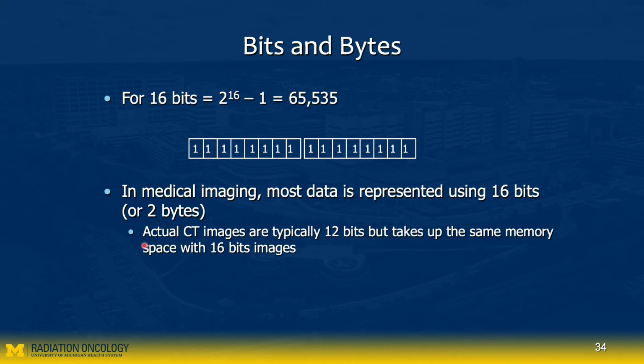Okay, so an actual CT image itself typically has 12-bit depth. I'm going to explain what depth is later. But it also takes up the same memory space as a 16-bit image. So 1 pixel of CT you can count as requiring 16 bits of storage.